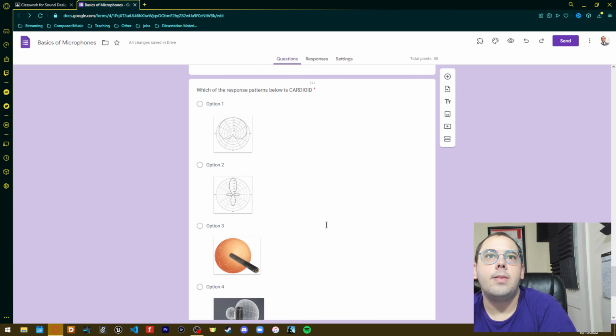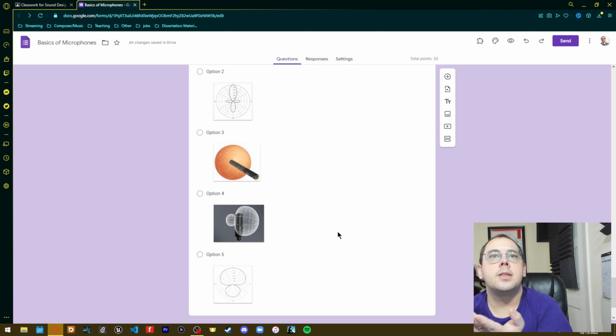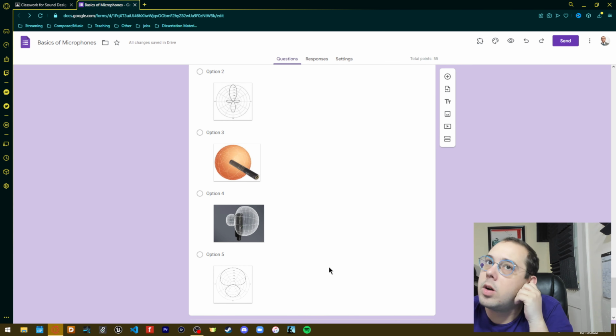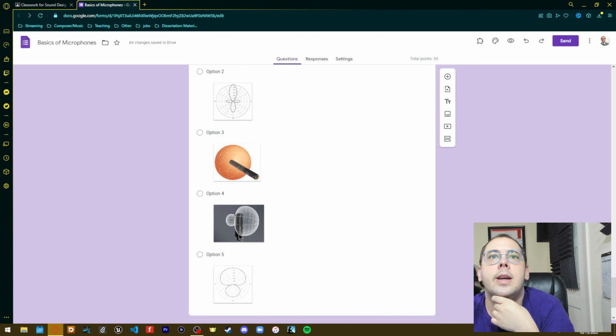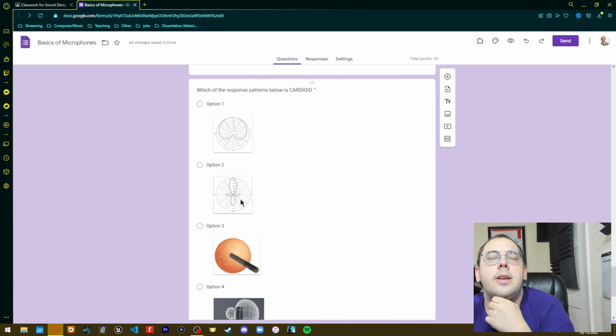I think this is the last question, yeah, and that is, which of the response patterns below is cardioid? So I've got a bunch of images here of different response patterns. There's a few different ones here, but they're all different. These two are the same, actually. It's just that this is a 3D rendering of this hypercardioid pattern. This is an omnidirectional. This one we've got kind of like a mid-side thing, so there's 4 discrete sections. And this top one here, this is cardioid.